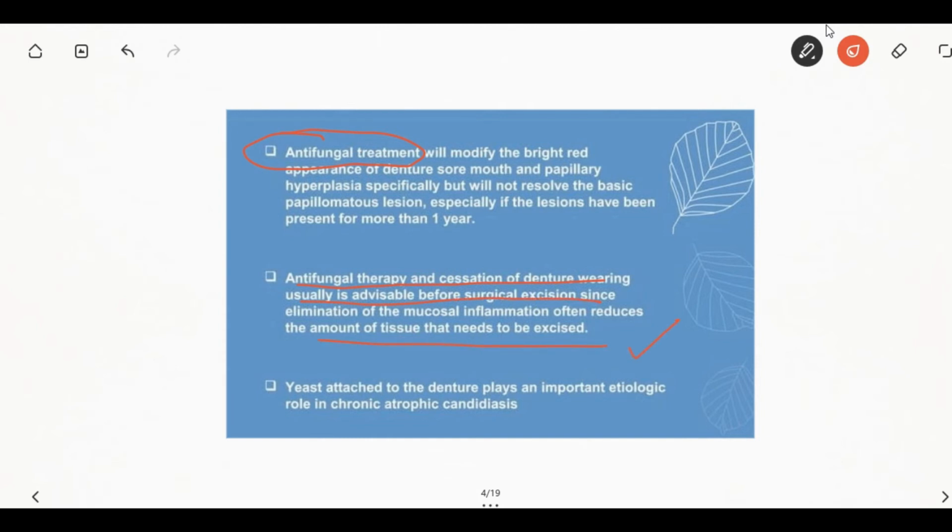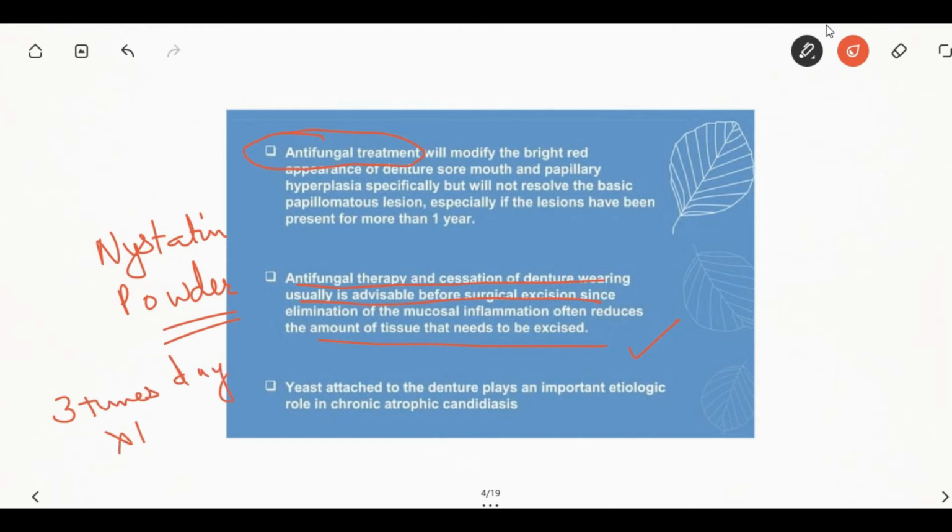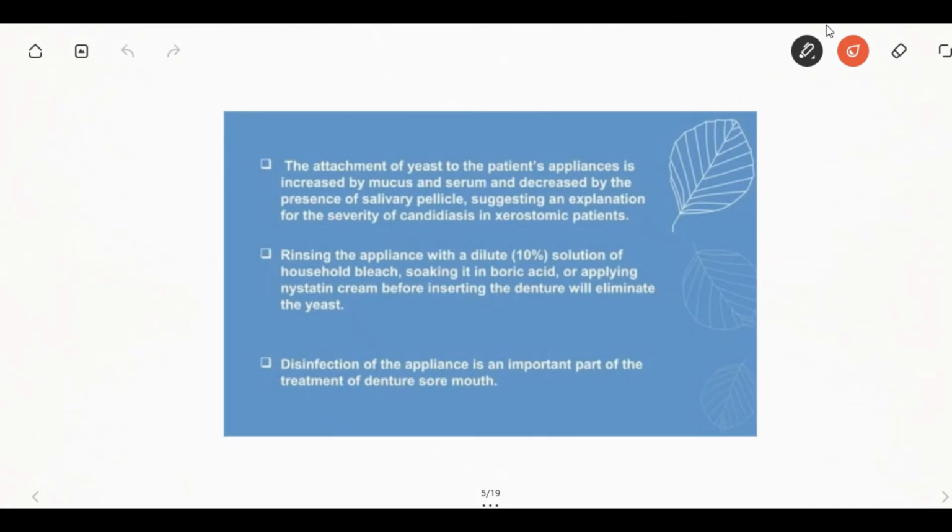Now what comes under the treatment part? In the treatment part, you can give antifungal therapy. In the antifungal therapy, you can consider nystatin tablets that are allowed to dissolve in the mouth 3 times a day for 14 days. That will treat the denture stomatitis. Nystatin powder can also be placed on the fitting surface of the denture 3 times a day. That will give good results. In case the denture fits poorly, then the construction of a new denture can be made.